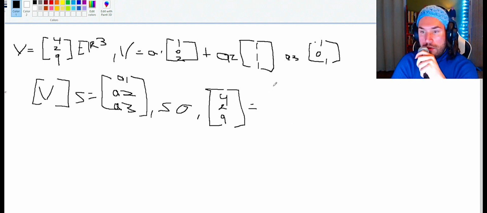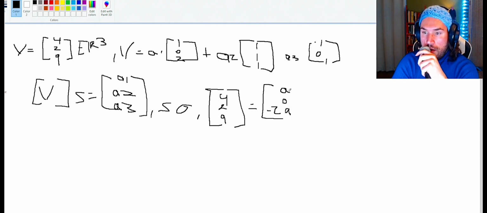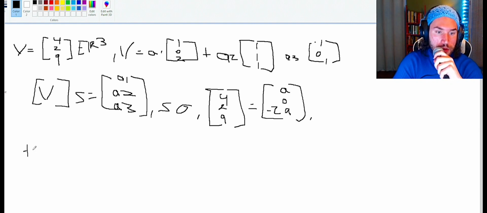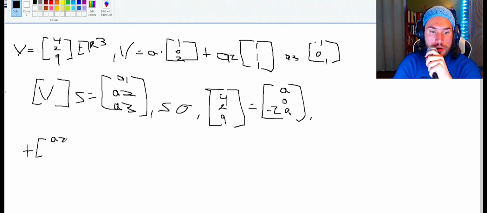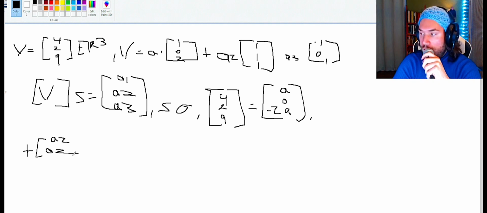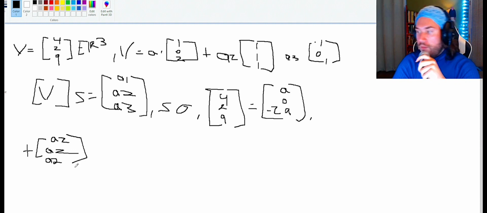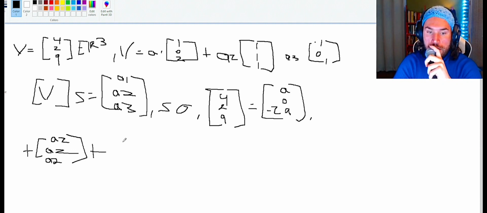Is equal to A, 0, negative 2A. That should make sense. Plus A2, and A2, plus negative A3, 0, A3.